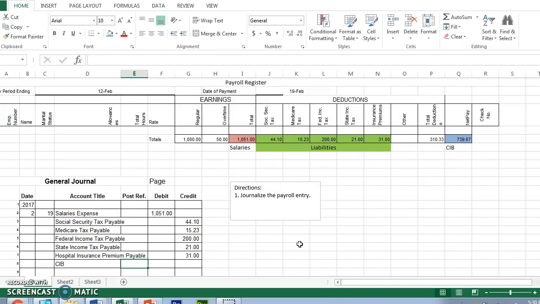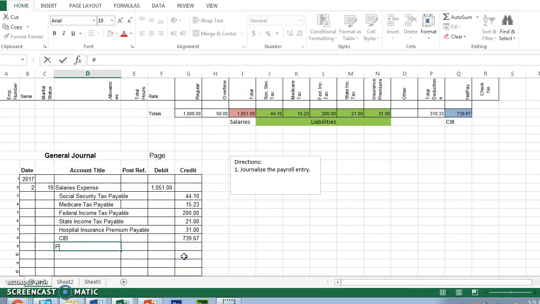If you ever need to just pause the video, go ahead and do that, and then come back once you're done writing. Cash and bank, we wrote those checks for the net pay amount, $739.67. These are the credit accounts, so we are going to indent those.